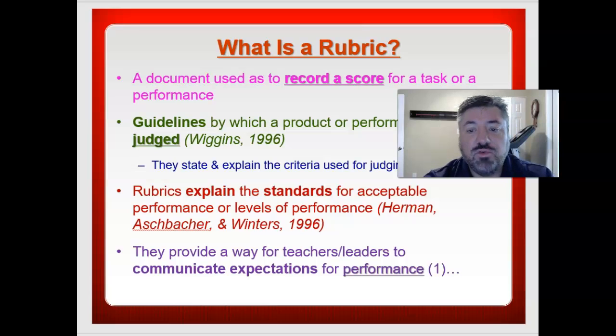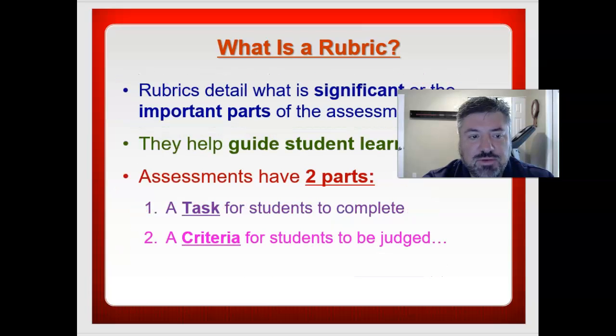All right, so a rubric, once again, is a document that we use to artifact some kind of score or levels of performance on a variety of criteria or critical components related to a task. So, to dig a little deeper, rubrics detail what is significant or the important parts of the assessment or task.